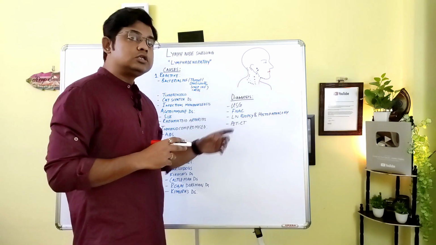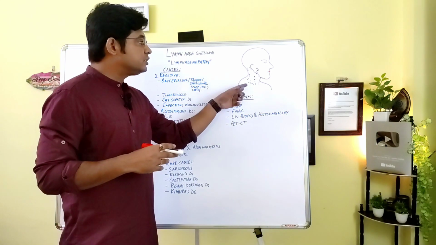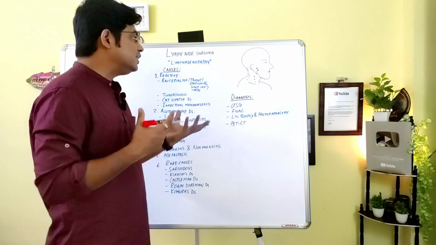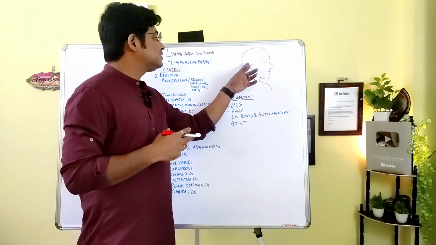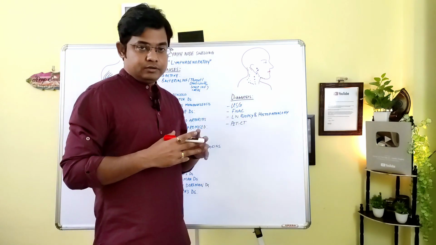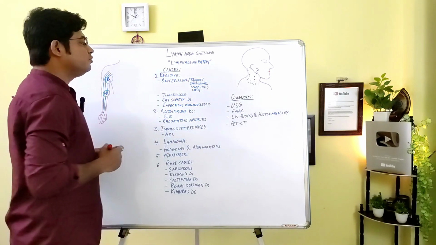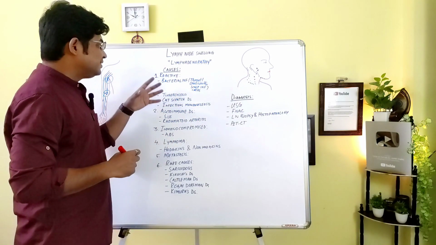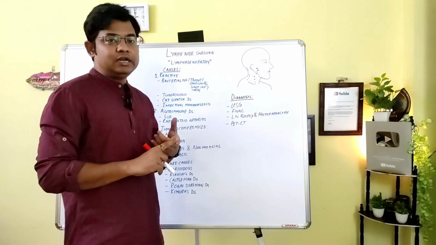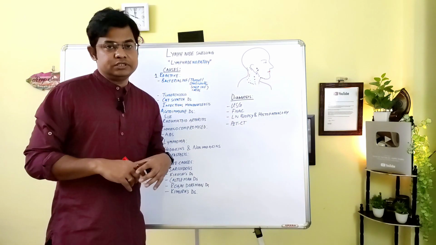So one of the commonest causes of lymph node enlargement is infection in the upper aerodigestive tract, or in the scalp, or in the oral cavity. So the most common cause is reactive lymph node. This reactive lymph node can be due to any bacterial infection, viral infection or any fungal infection.